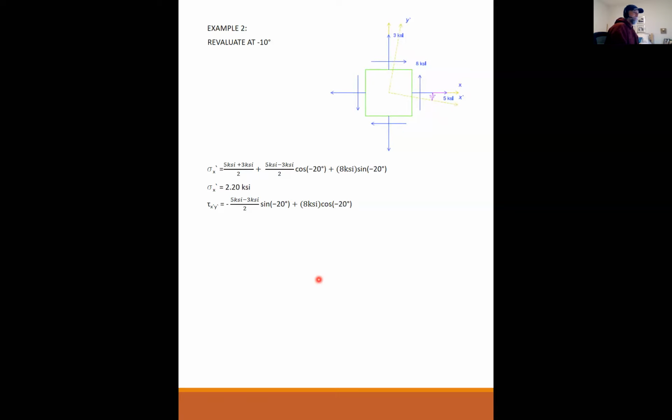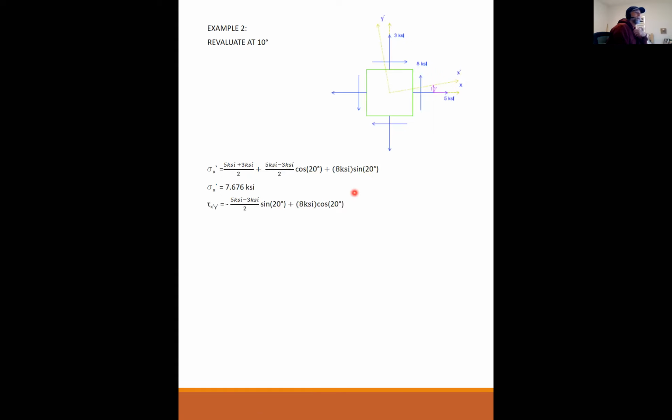Let's reevaluate at minus 10 degrees. So there's minus 10 degrees. Same equations. And this time, notice everything is 2 times theta. Remember, the original equation is cosine 2 theta, sine 2 theta. So I get 2.2 KSI, 7.86 KSI shear.